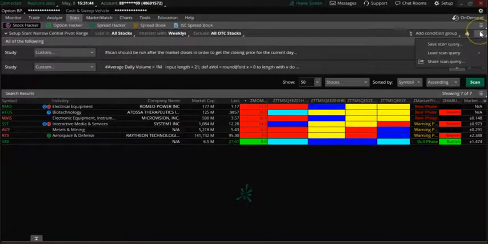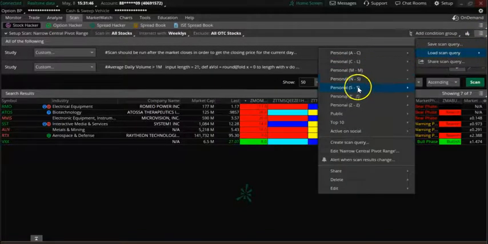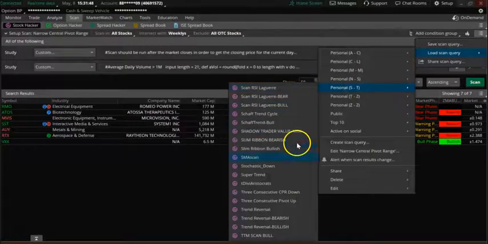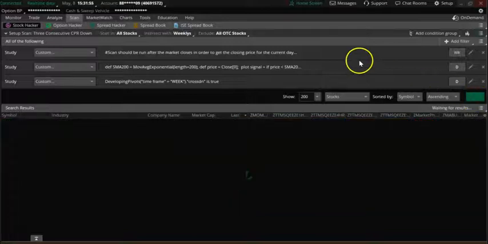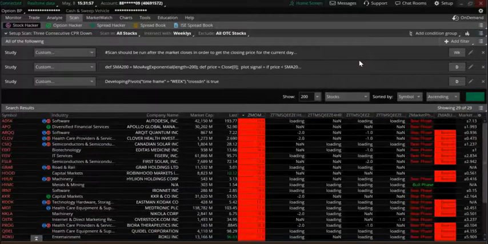Okay, so now let's go ahead and do a scan. The first scan we're going to do is load scan, 3 consecutive CPR down. Okay. So now let's scan this. Okay, we are getting 29 stocks.